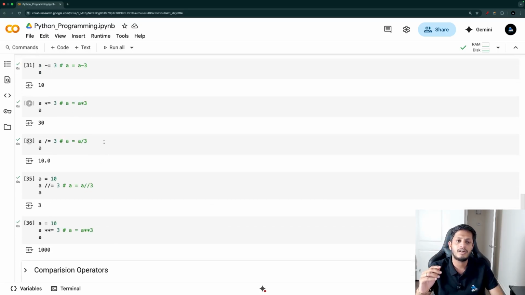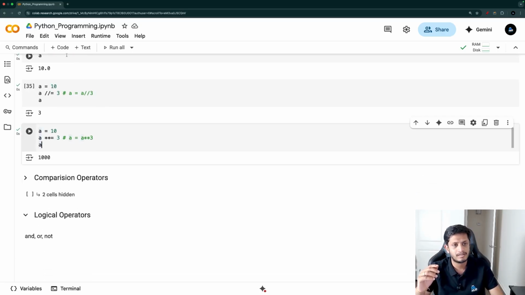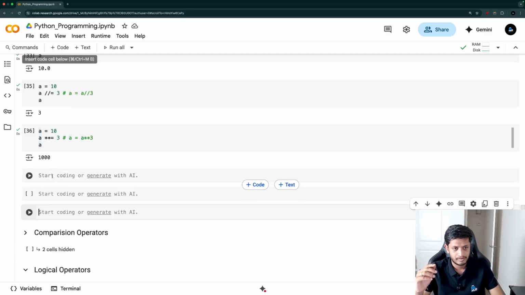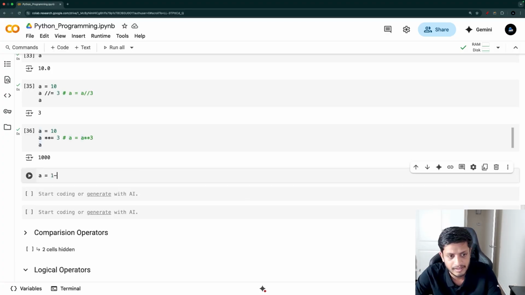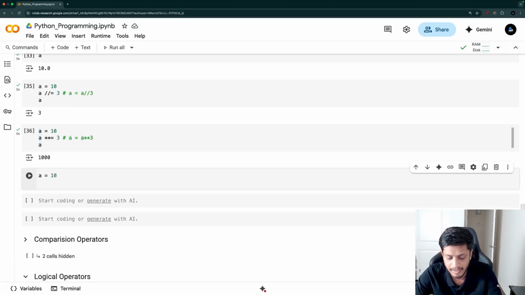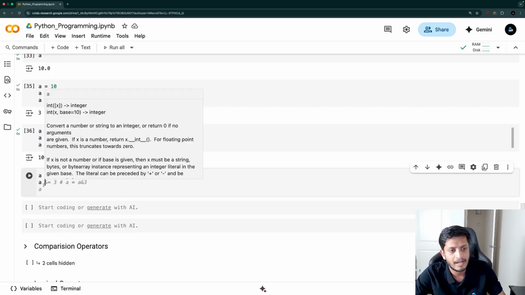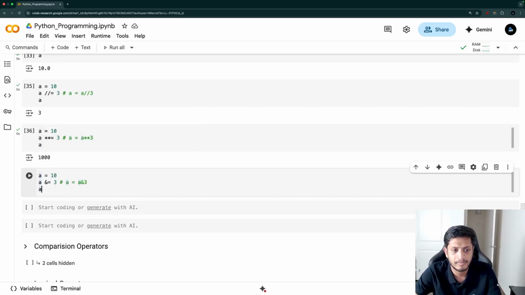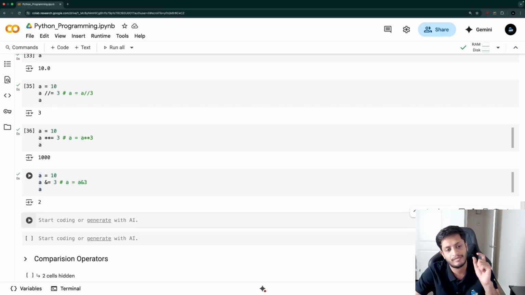Now similarly you can do bitwise operations as well. So again, let's say a is 10, and now I am saying a AND equal to 3, okay. So this is the first bitwise operator. So now a will become 10 AND 3. 10 AND 3, the value is 2.